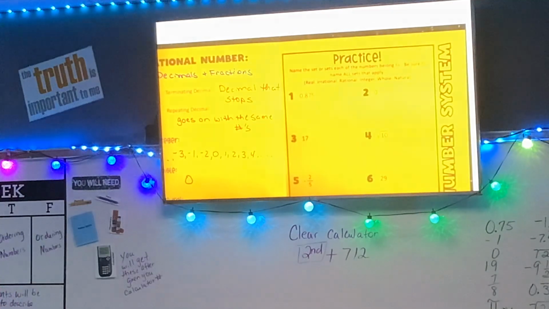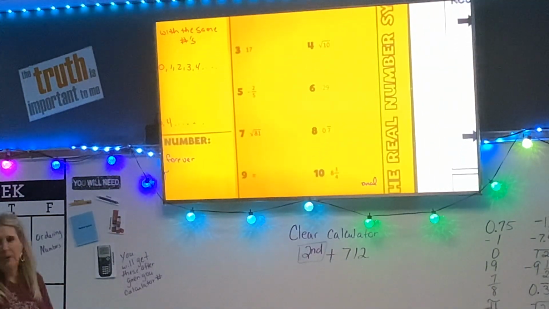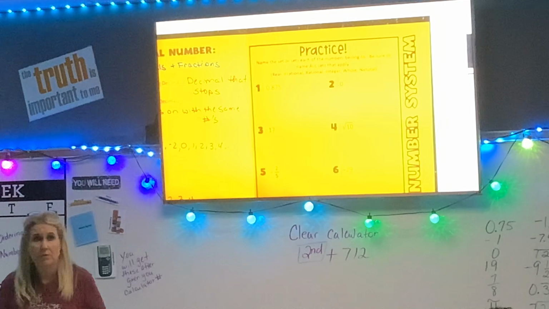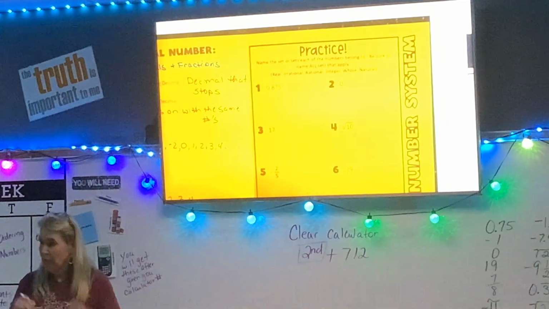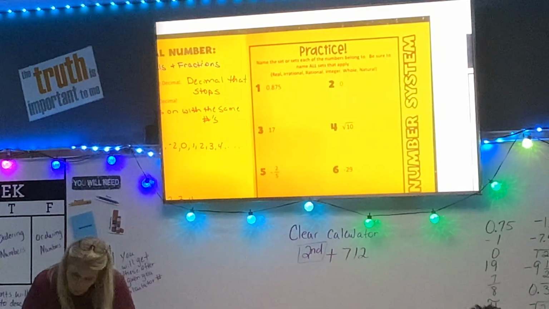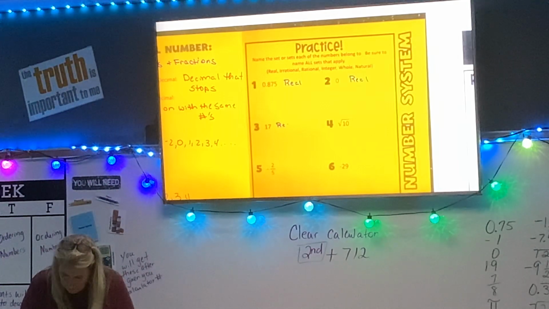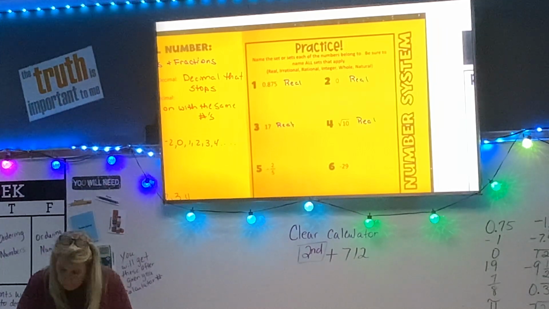Okay, so I have a decimal. Do you see it stops? But guess what? We are talking about the real number system. So all 10 of those are going to have the word real. So let's go ahead and write that on all 10. All 10 are going to be real. No matter what the number is, it is a real number.